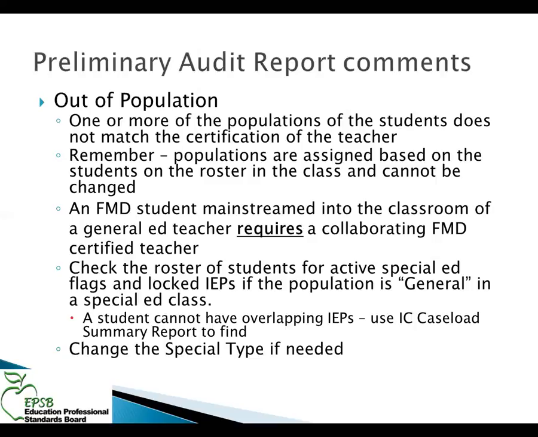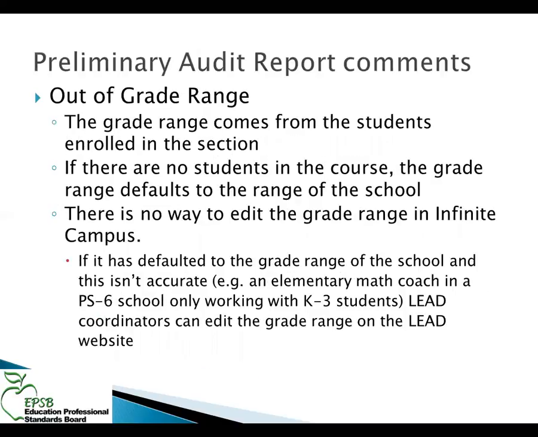One of the other things you may need to do if you see an out of population is change the special type. This is the drop down on the section tab that's used to identify specialty classes, such as an ESL class or a gifted class. Out of grade range means that the grade range doesn't match the teacher's certification. It comes from the students enrolled in this section, and if there are no students, it will default to that of the school. There is no place to edit this in IC. The only place you can edit it is on our website.